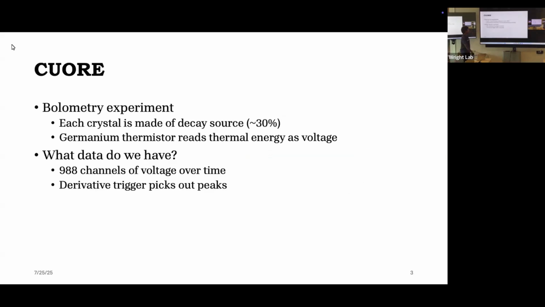What CUORE does is it's a bolometry experiment, and you have 988 crystals of tellurium dioxide. These crystals are both your decay source and the detector itself. When a particle strikes a crystal, it heats up, and you have a germanium thermistor that reads thermal energy as a voltage, which you can then convert to counts as a function of energy. That's your data. You just have voltage over time, and you have a derivative trigger that can pick out the peaks and so catalog all your events.